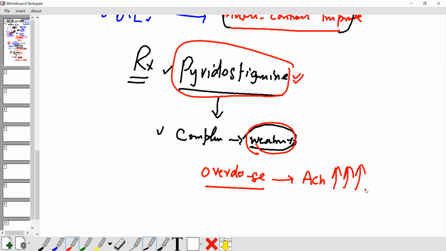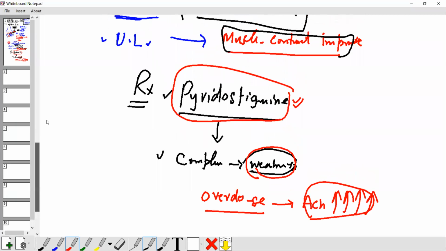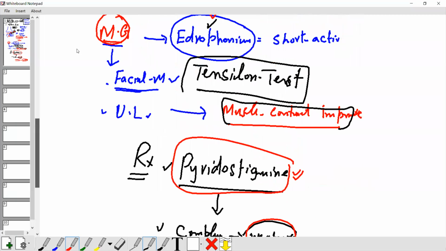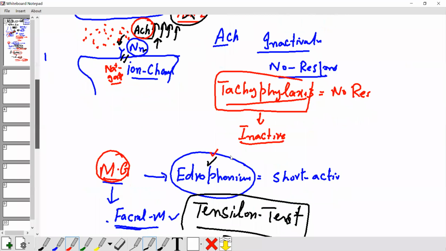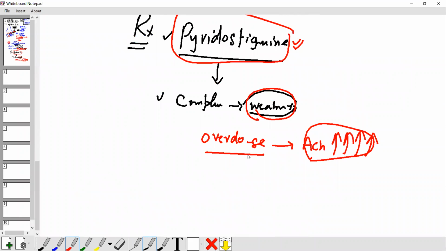If the acetylcholine level is very high, the patient is no longer suffering from myasthenia. You already gave treatment for myasthenia gravis. Now the patient is having a cholinergic crisis. Understand? A very high level of acetylcholine blocks the nicotinic receptor. The patient has already taken an overdose.